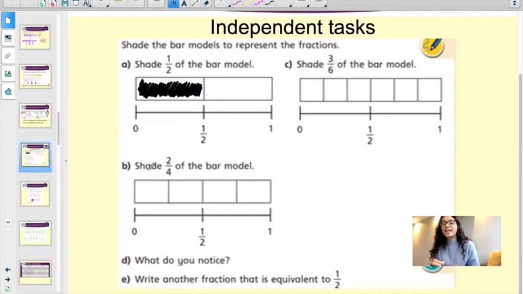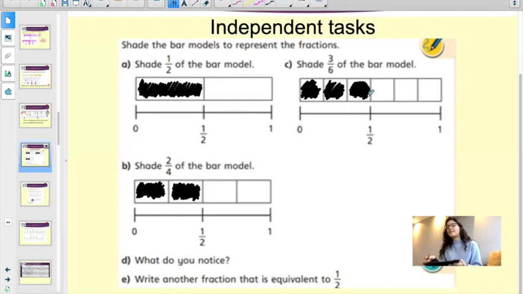Part B, shade 2/4 of the bar model. So out of the 4 equal parts, I'm going to shade in 2. Just like that. C, shade 3/6 of the bar model. So out of 6 parts, I'm going to shade in 3. Now, I know I'm colouring in quite roughly, boys and girls, but I'm expecting you to be super, super neat with yours because you'll be doing it on paper. So that's 3/6 there for you. What do you notice?